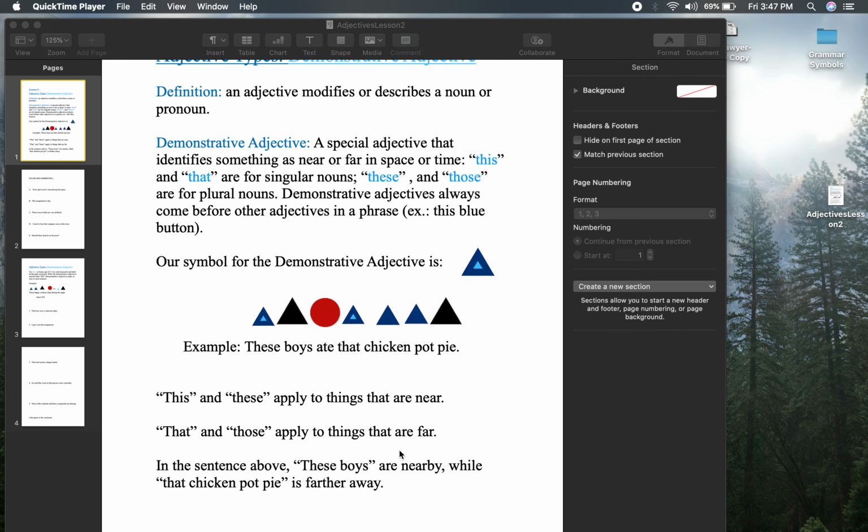And please remember that this and these apply to things that are near, and that and those apply to things that are far. In the sentence above, these boys are nearby, while that chicken pot pie is farther away.